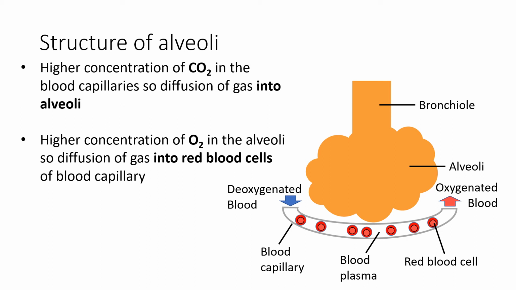And this is the important bit about the breathing system. This is the gas exchange. We've got oxygen moving from a high concentration in the alveoli to a lower concentration in the red blood cells, and we have the carbon dioxide moving from a higher concentration in the blood plasma into the alveoli, which has a lower concentration. And both gases move by a process of diffusion.